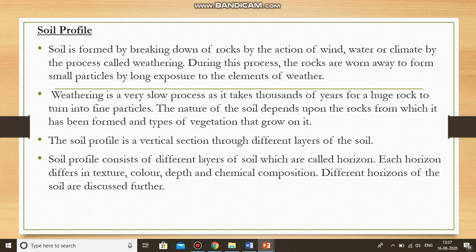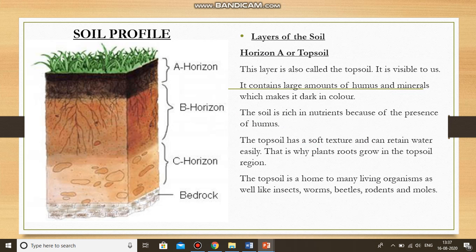The soil profile is a vertical section through the different layers of the soil. The different layers we call the horizons of the soil. Each horizon differs in texture, color, depth and chemical composition. Further we can see the different soil profile.